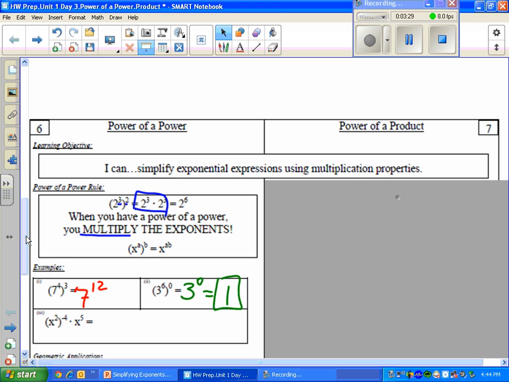So I'll do the x squared to the negative 4th first, and then I'll multiply whatever that is times x to the 5th. So let's see, power of a power, 2 times negative 4 says that I can write that as x to the negative 8 times x to the 5th. Now this is just a product of 2 powers. Notice you can see the 2 bases, they're both the same, which means we're going to add those exponents. So negative 8 plus 5 gives us x to the negative 3.